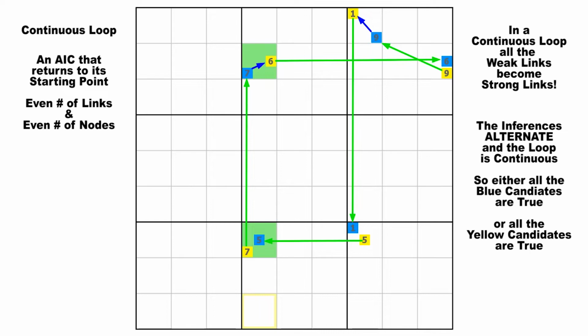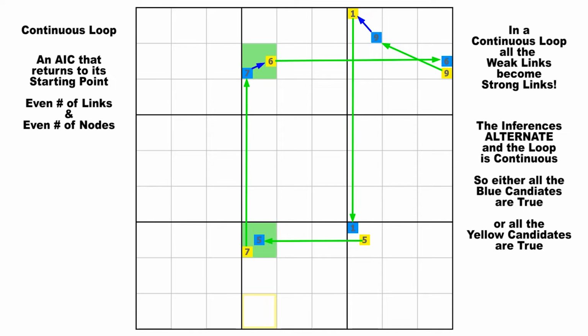Now, these continuous loops are very rare, and when you're making chains, you'll probably be able to make a continuous loop about 5% of the time. But just know that whenever you are able to do it, there are a lot of candidate eliminations because all the weak links become effective, strong links. I hope that's clear. All right, so now let's take a look at some real examples of XY chains in some real puzzles.